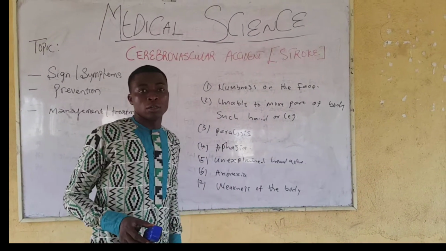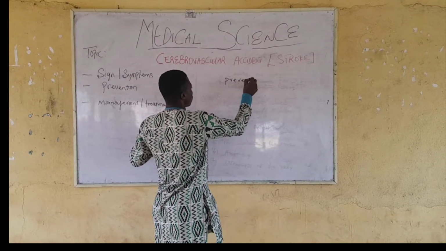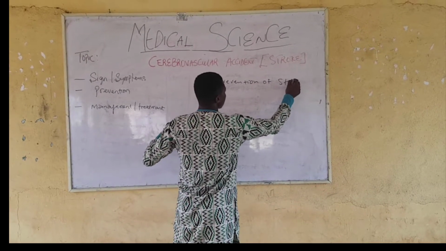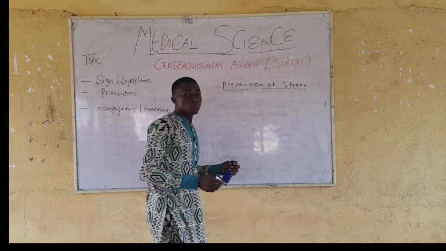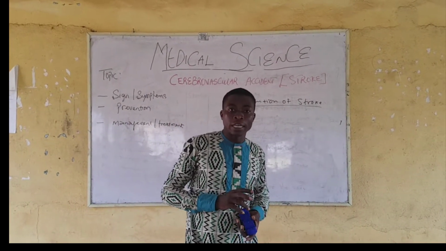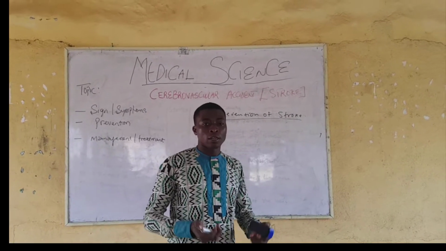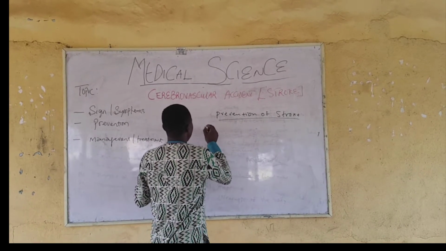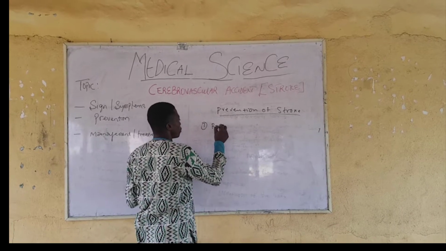Now, we want to look at the prevention of stroke. The prevention of stroke consists of those measures that we need to take in order to prevent stroke from occurring. Number one is to reduce blood pressure. Number one, what you need to do is reduce blood pressure.